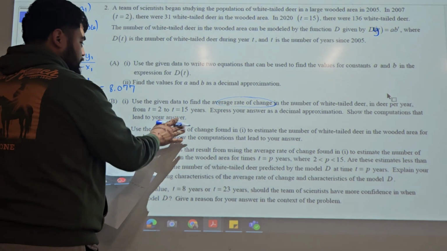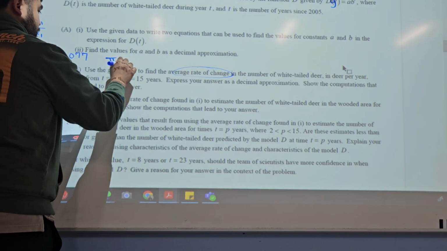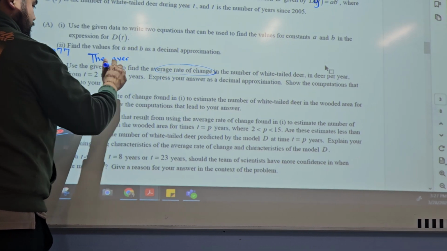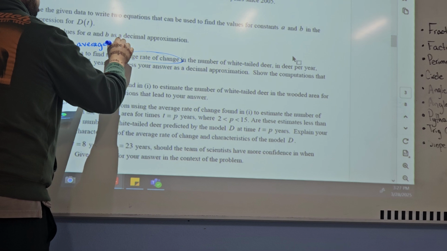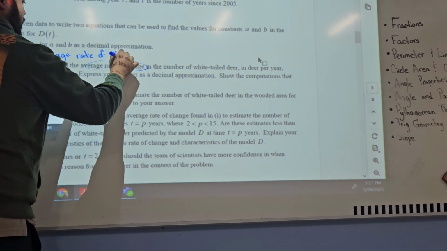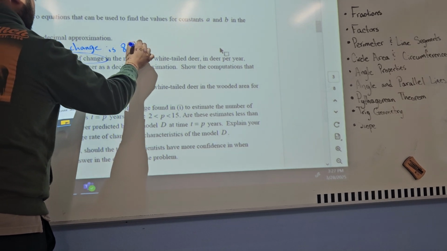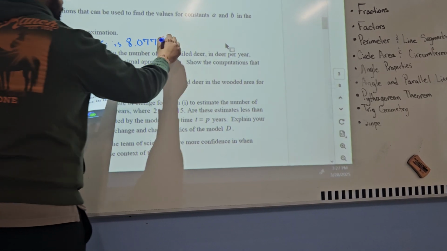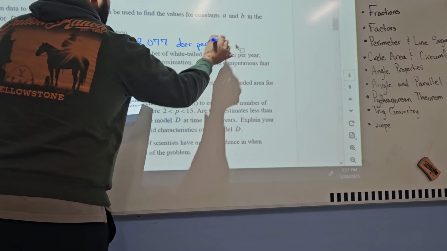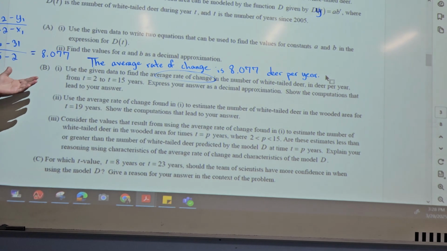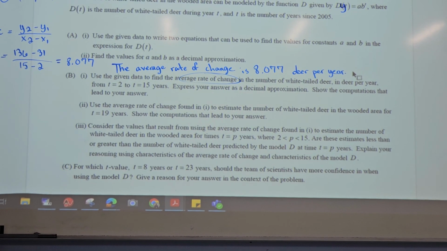So in order to put it into a sentence, instead of putting it down here, I'm just gonna put it up here, okay? The proper way to put this is gonna be: the average rate of change is 8.077 deer per year. Literally just copying what the text says, right? And there you go, right? Technically, we're almost done. Just put it into a sentence. Just copy paste whatever the text is telling you, right?